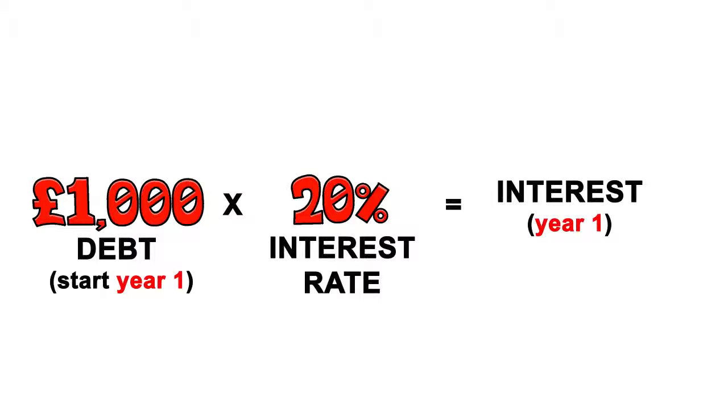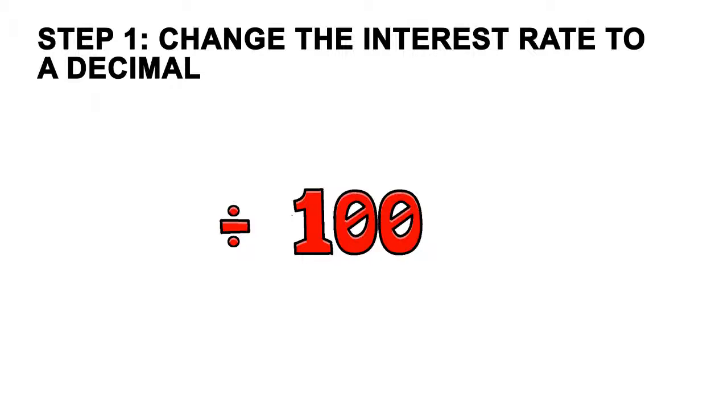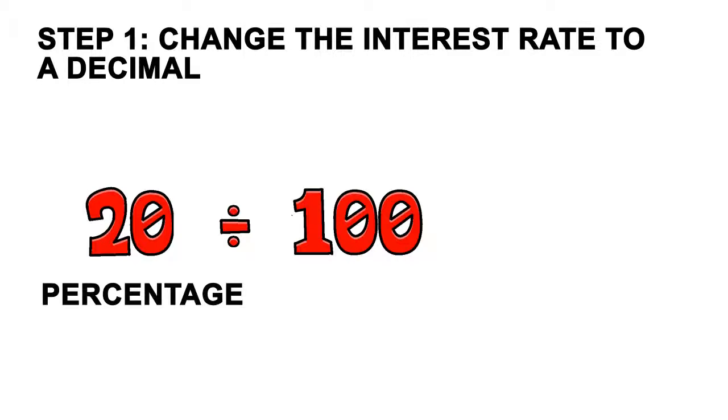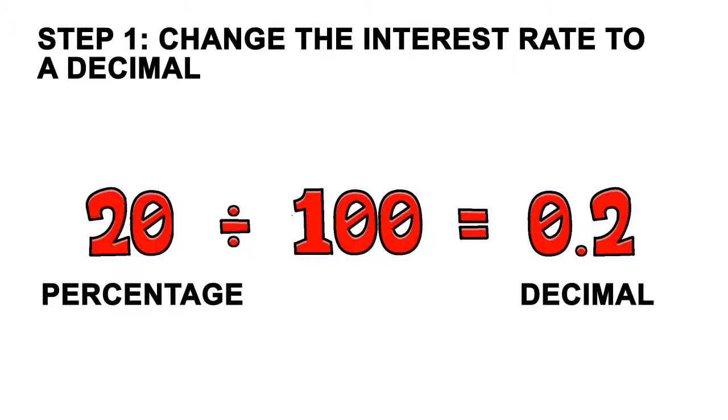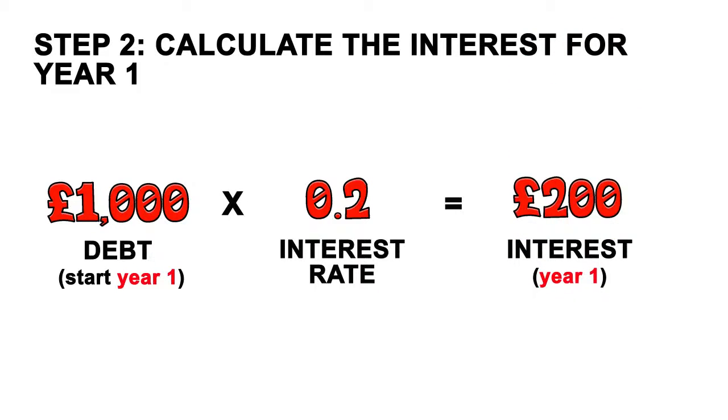But before we can do this using a calculator, we need to convert the interest rate to a decimal. Dividing a percentage by 100 gives us the decimal. So 20 divided by 100 is 0.2, which is 20% as a decimal. So if we multiply the £1,000 that you borrowed at the start of the year by 0.2, we get £200, which is the interest for year 1.